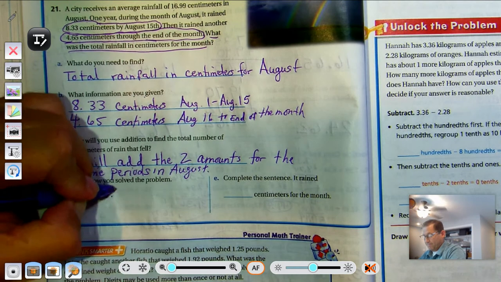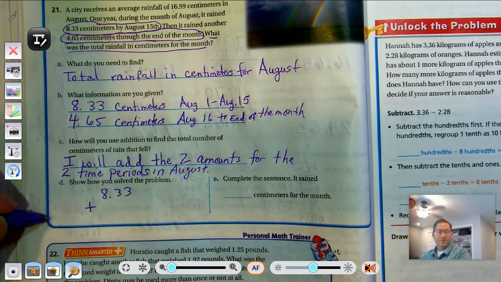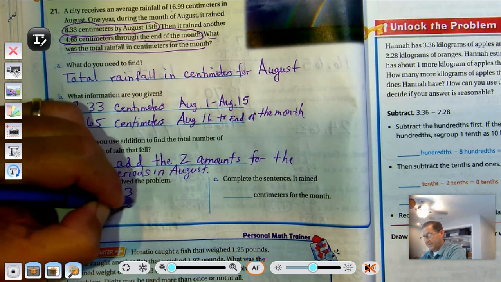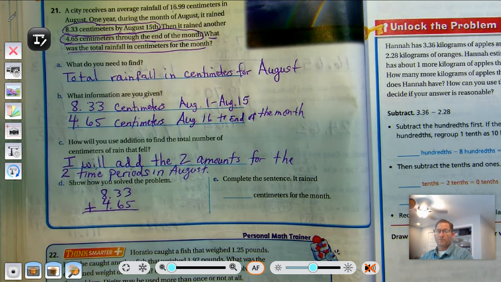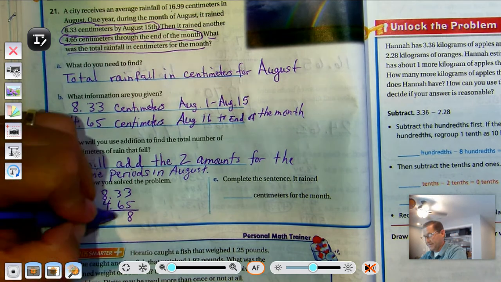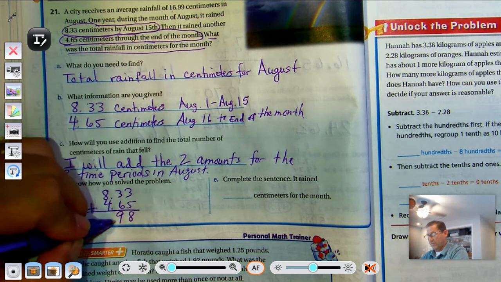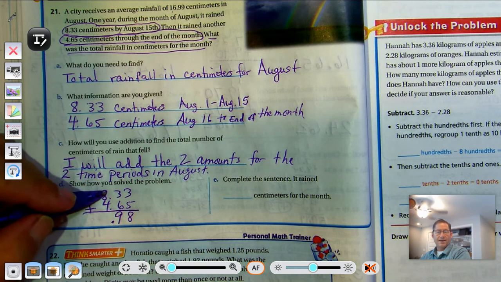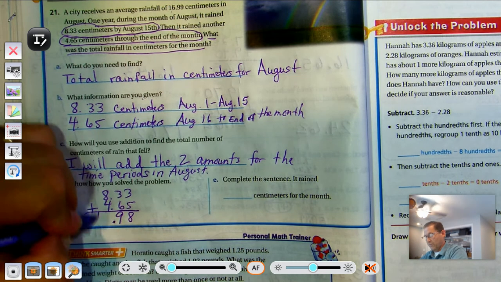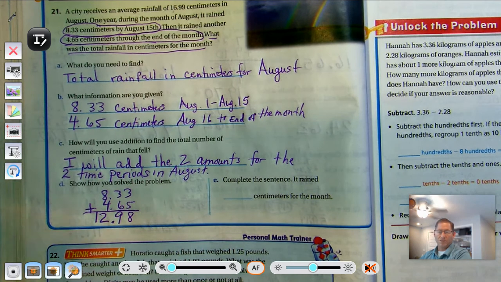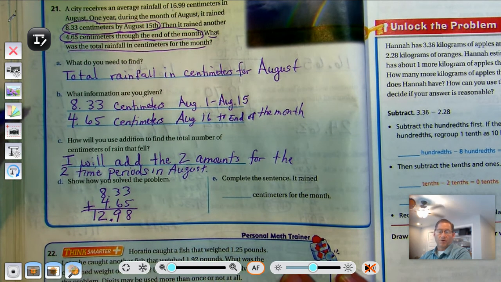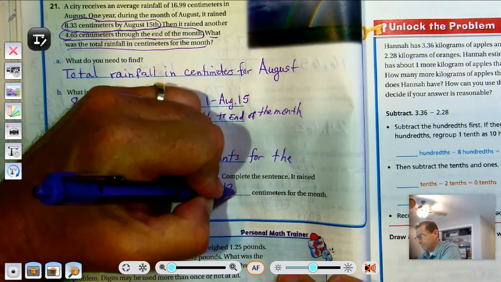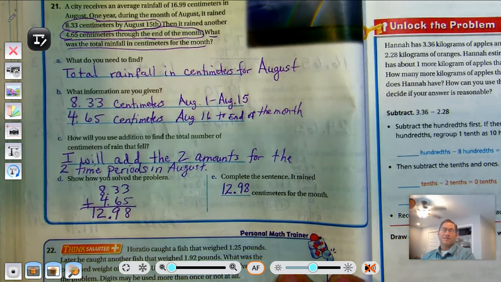So we have 8 and 33 hundredths and 4 and 65 hundredths. Well, 5 hundredths and 3 hundredths is 8 hundredths. 6 tenths and 3 tenths is 9 tenths. We're moving to the 1, so let's place our decimal. And 8 ones and 4 ones is 12 ones, which we can just write as 12 because there are no more digits to add. So 12 and 98 hundredths. Okay, so that's how much it rained. It was less than the average.